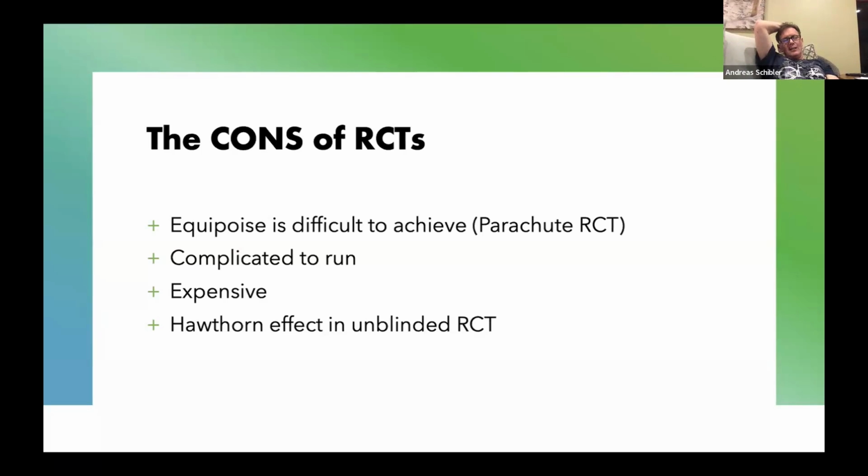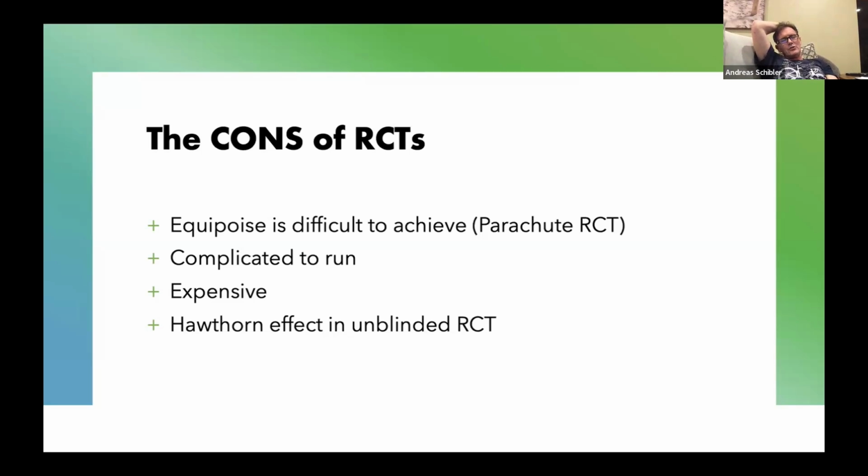Never mind if the patient gets control or intervention. Your clinician thinks, I want to make sure my patient is really doing well. The Hawthorne effect means that the clinician is observed, and when a clinician is observed, they perform better.